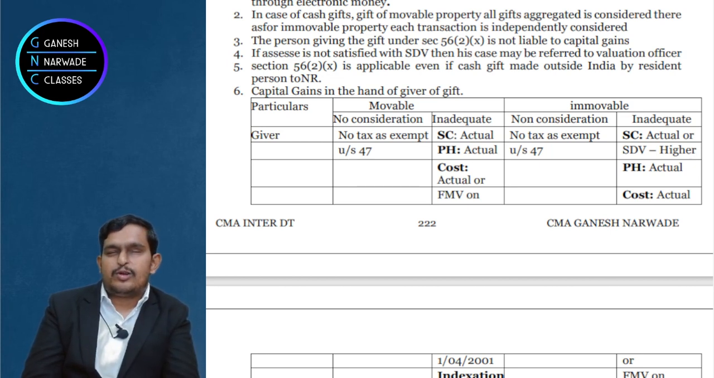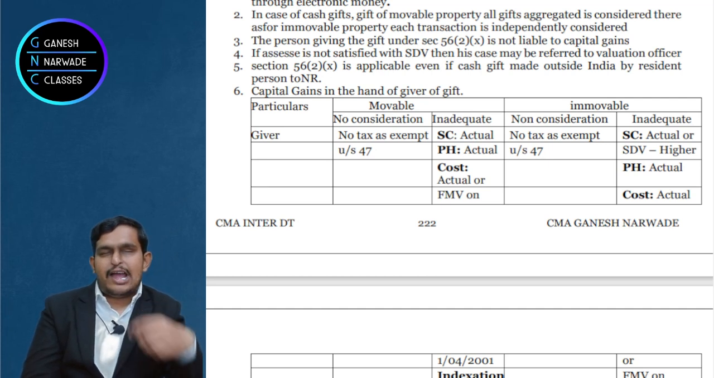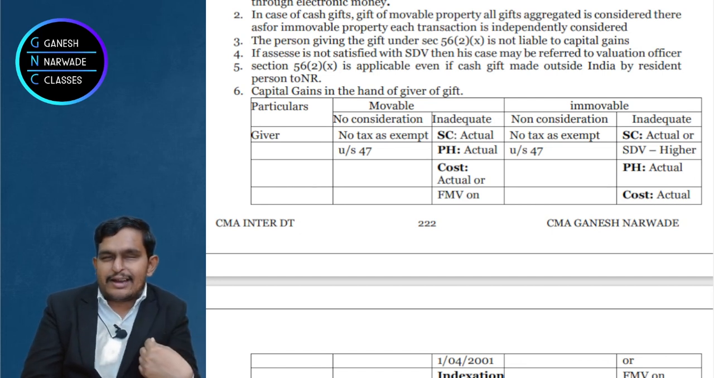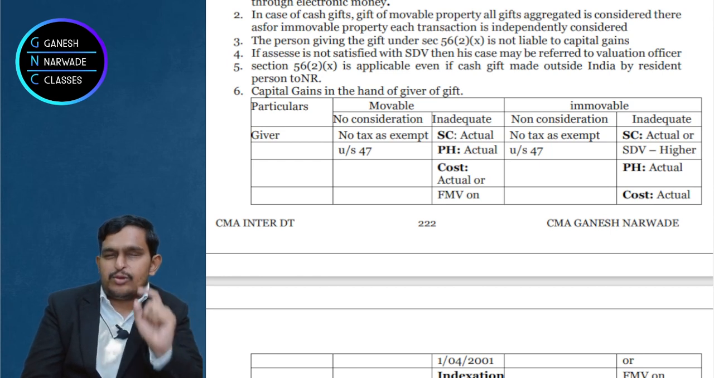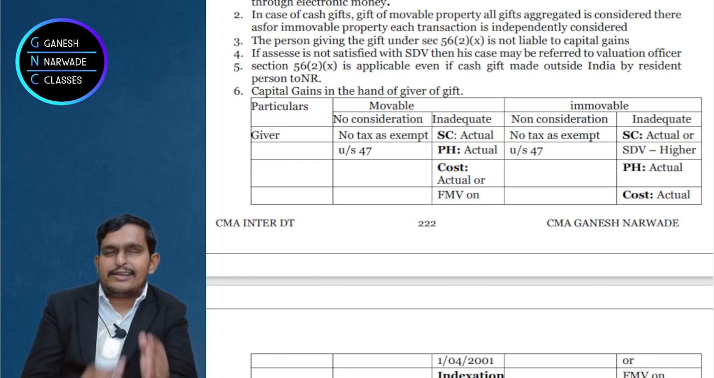Then should we take cost of acquisition? Look, I am giving you a gift, that means I may have purchased it in the past, right? So whatever cost to me, that will be reduced. If the asset is a long-term capital asset, then I'll deduct indexed cost of acquisition. If it is short-term, only the cost of acquisition.